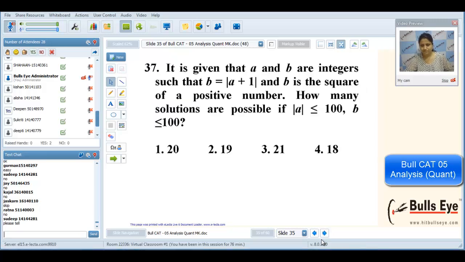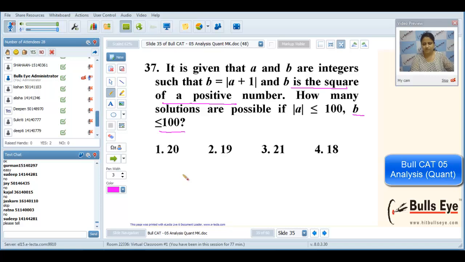Okay, 37th. Not exactly algebra. Combination of algebra and number system, that is a counting problem. It is given that a and b are integers such that b is equal to mod of a plus 1 and b is the square of a positive number. How many solutions are possible if mod of a is less than equal to 100 and b is less than equal to 100? It says b is less than equal to 100 and B is a perfect square.